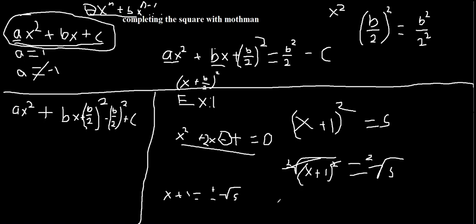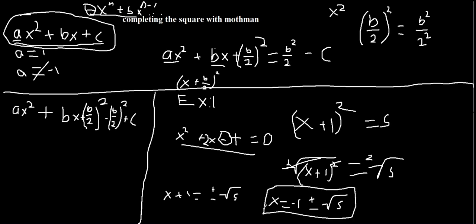Then you just move over, you subtract 1 from both sides, and then it just becomes x is equal to negative... I'll remember that, don't worry, I'm getting there, guys. I'm just a little slow. Negative 1 plus or minus square root of 5. Boom, easy, right?